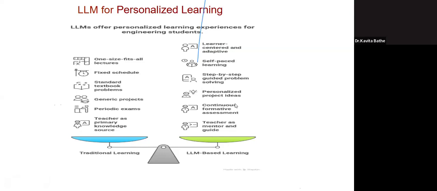In addition to that, when we are dealing with an LLM-based system, your learner is centered and adaptive. Self-paced learning, then step-by-step guided problem solving can be given. Then personalized project ideas can be considered here, cognitive formative, and then the teacher as a mentor and a guide. So the LLM can provide personalized learning, and for this there are various kinds of tools that are available.